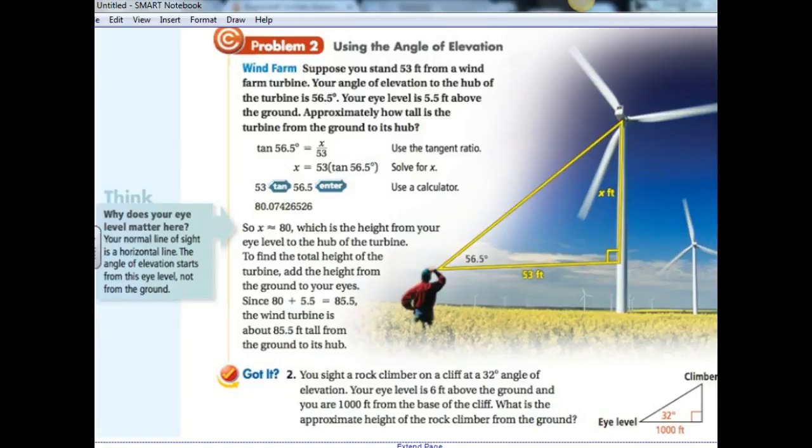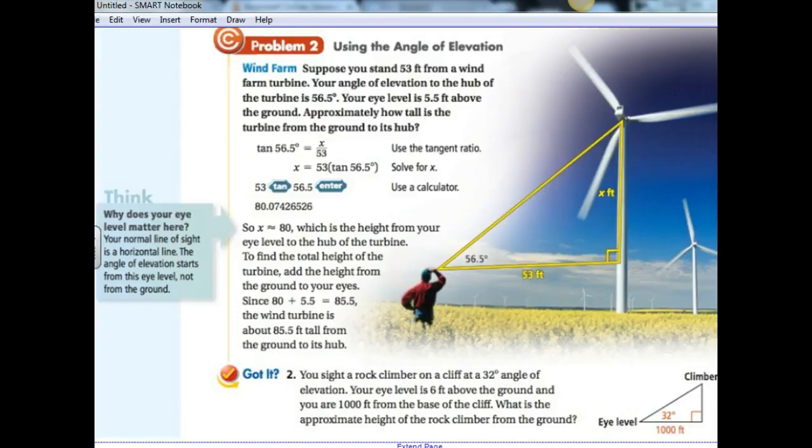Hello again. We're looking at problem number 2 in lesson 8.4 of your Geometry Part 2 textbook. And again, we're talking about angles of elevation and depression. Now, this particular problem is combining not only the concept of elevation and depression angles, but also it's going to involve some of the trig that you've learned in previous sections of this chapter.